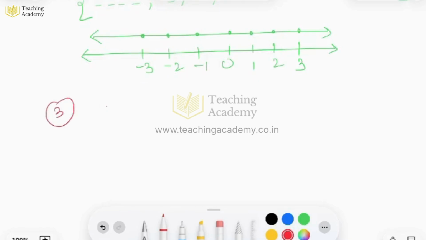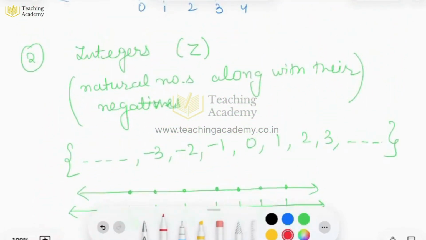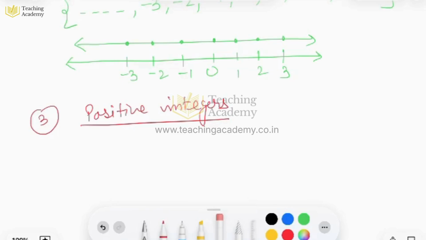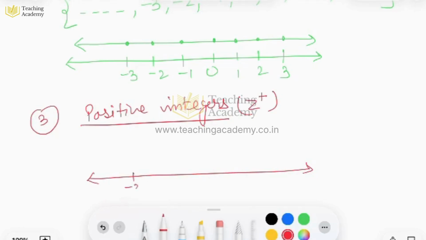Third one is if I write positive integers. So when I say positive integer, Z stands for the integer, but if I mark a plus sign here, that means we are talking about the positive integers. Here we are only going to count the positive numbers. If you already have these negative numbers, but we are going to start it from the positive ones, from these.